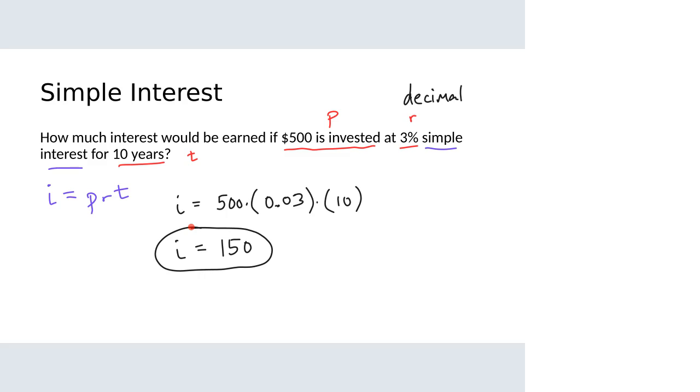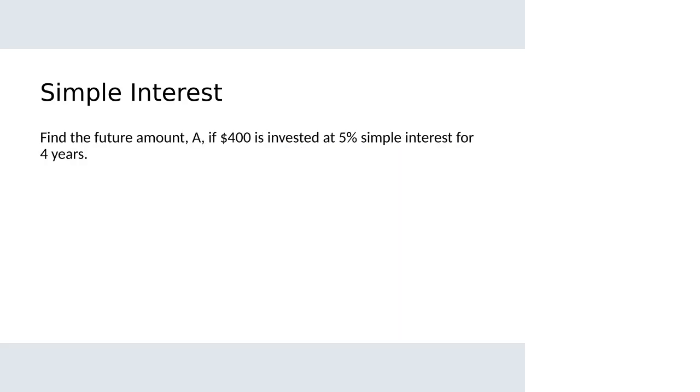All right, let's look at another one. Find the future amount A if $400 is invested at 5% simple interest for 4 years. So I read through the question. Find the future amount. We'll come back to that. If $400 is invested at 5% simple interest, right there it is in the question, simple interest. I know I'm using I equals PRT.